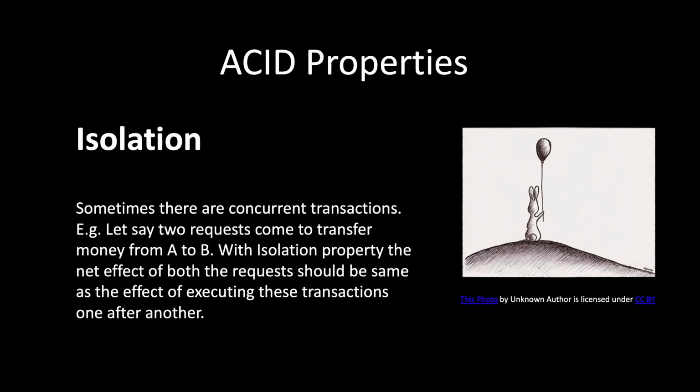Let's say we transfer money, so first one transaction takes place, then the next takes place, and the sum of that is the net effect of it. So that's how isolation works.